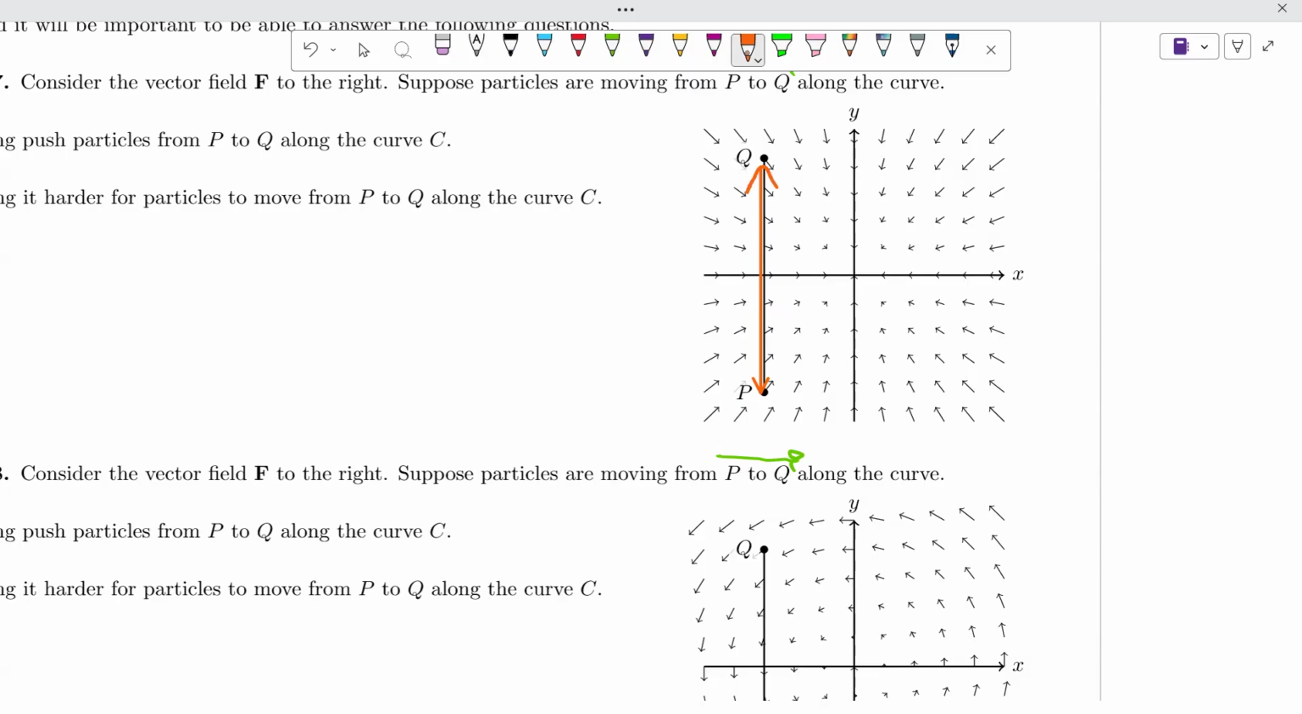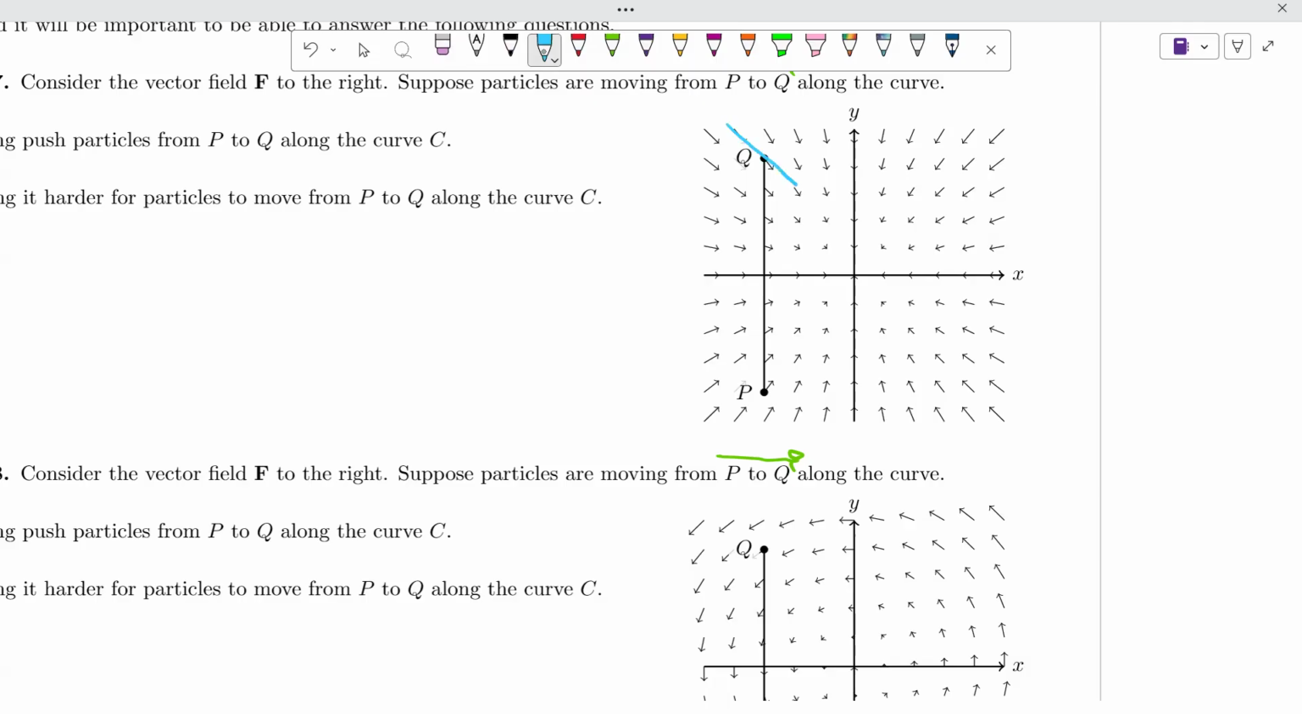Oh, and it looks like the AI decided it wanted to add an extra set of arrows for no reason. From P to Q, we really don't want those there. Cool. We've got to be going in that direction. So I'm going to erase that again because I want to look at that again at the end. For now, let's just look at what the field is doing.